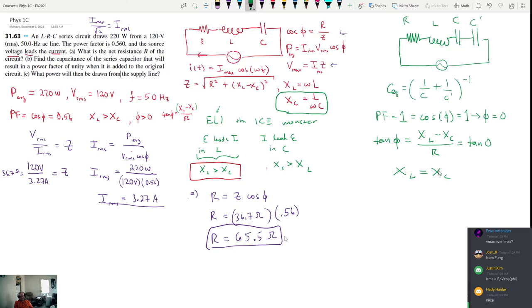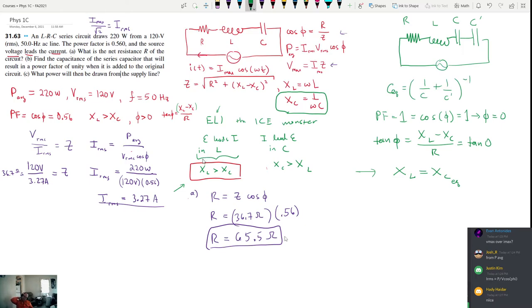All right, and this is going to be like XCEQ, effectively. The equivalent capacitance, right? So the goal is you add another capacitor in, it makes the overall capacitance smaller, but by making C smaller, you make XC bigger. And in this particular problem, we had said that XL was greater than XC, so in order to get 0 out of our tan phi, we need to make XC larger. And we can figure out how large it needs to be by using this equation here.